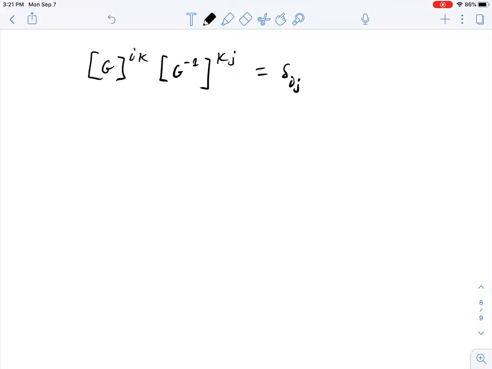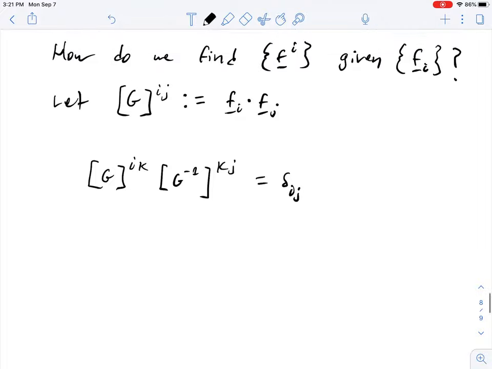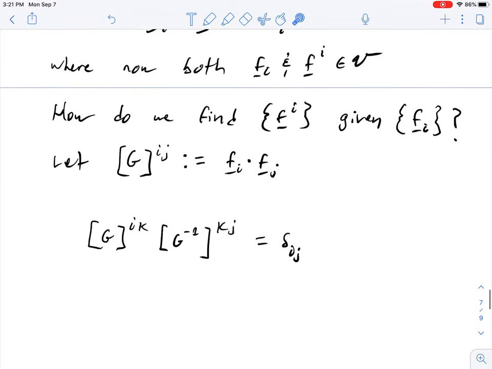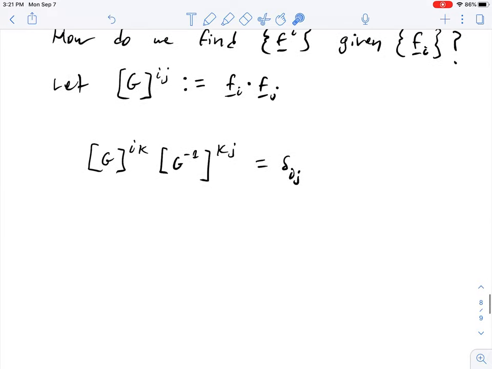All right, so let's say we can express all of these reciprocal basis elements as linear combinations of the original basis elements. So we can make a matrix mapping one to the other. So let's say that this matrix B defines that correspondence.